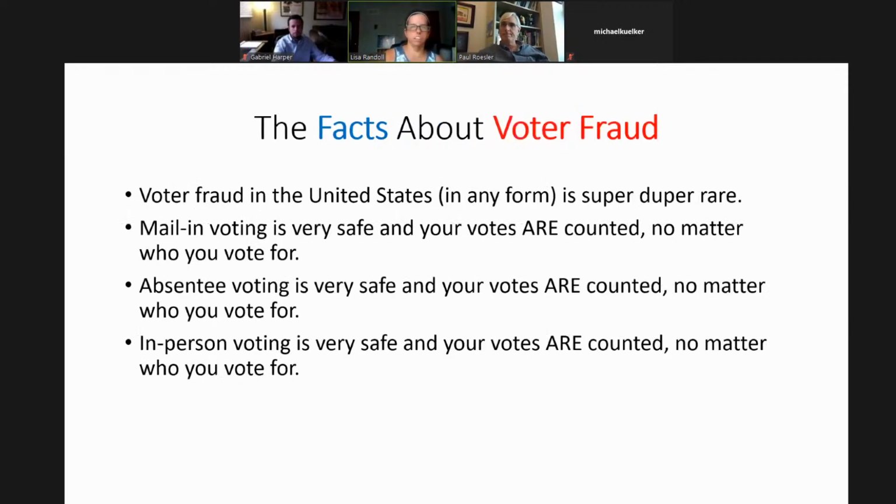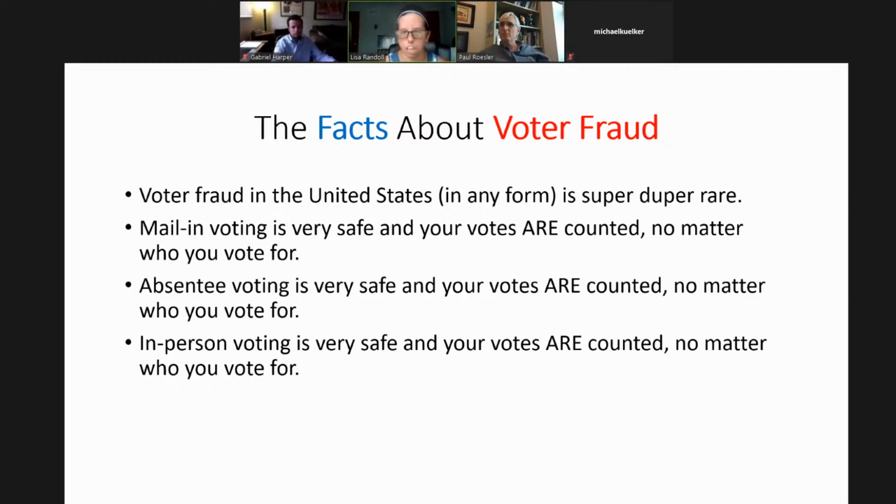The facts about voter fraud. Voter fraud in the United States is super duper rare. I'm sure that Paul and Gabe will tell you when they give more detail on voter fraud, there are almost zero examples of voter fraud being real. And the fact that some people are trying to say voter fraud is not only not rare, but it's common, is straight up lying to you. Voter fraud is almost non-existent in this country.